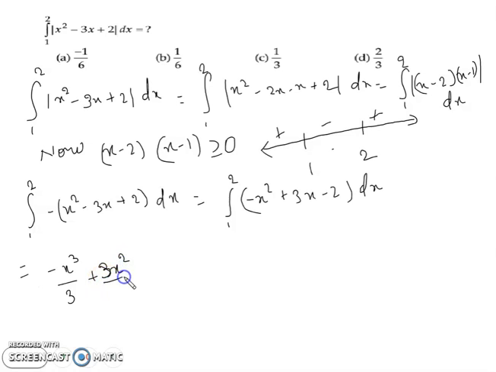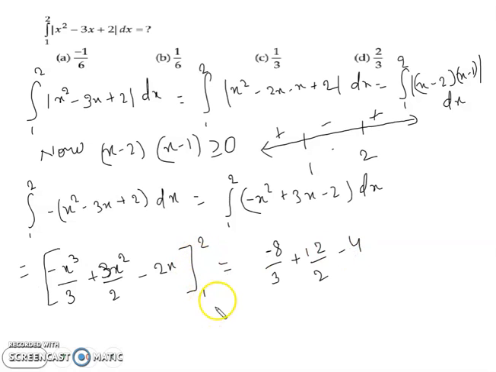Are you getting my points? Now you can write here minus 2x, okay? And the limit is from 1 to 2, right? Now I am going to put the limit. So we can put first 2. So we can write here 2³, it means minus 8 by 3, and after putting 2 here, we can write 3 into 2², equal to 12 by 2, and minus 4.